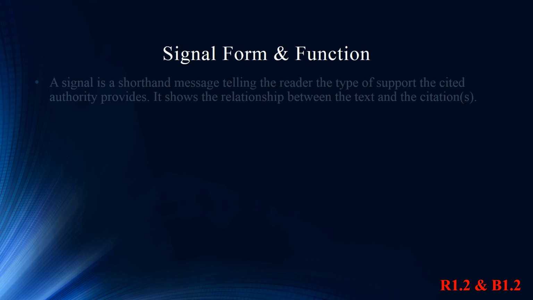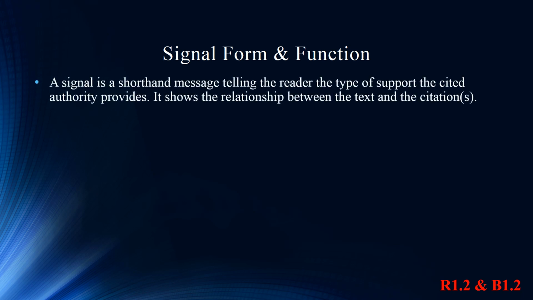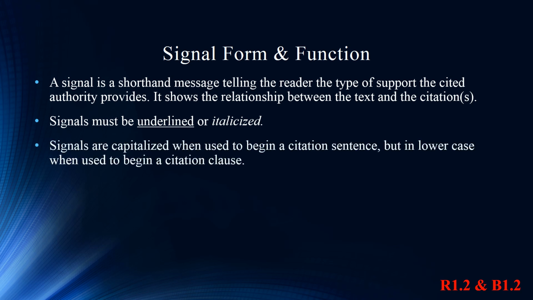A signal is a shorthand message telling the reader the type of support the cited authority provides. It shows the relationship between the text and the citation. Signals, like case names, must be underlined or italicized. Signals can either be capitalized or in lower case. Signals are capitalized when used to begin a citation sentence, but are in lowercase when used to begin a citation clause, or in other words, when they are not in the beginning of a sentence.